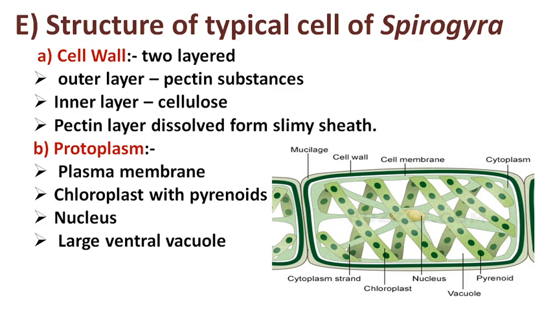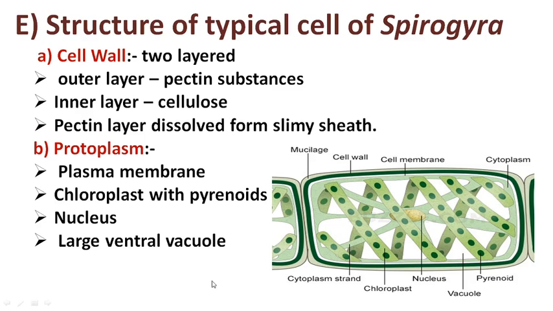See, the chloroplast is in the form of a spiral, and that's why the genus is given the name Spirogyra. Why is it Spirogyra? Because the chloroplast is in the form of a spiral. The spiral chloroplast is a unique character of this alga. When we observe under the microscope, we distinctly see the spiral chloroplast, and we can easily identify this as the Spirogyra green alga.